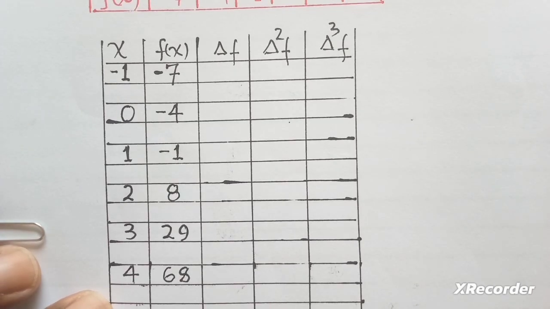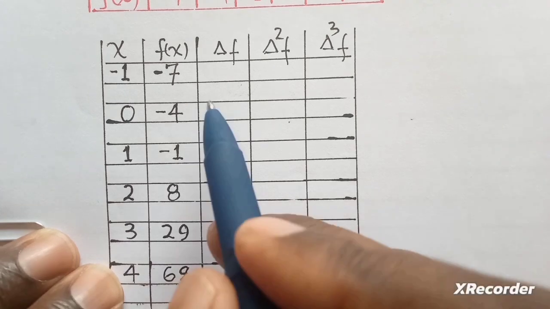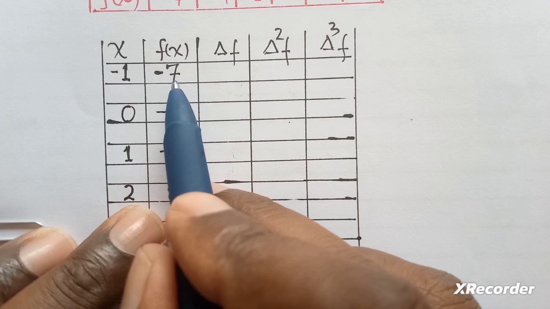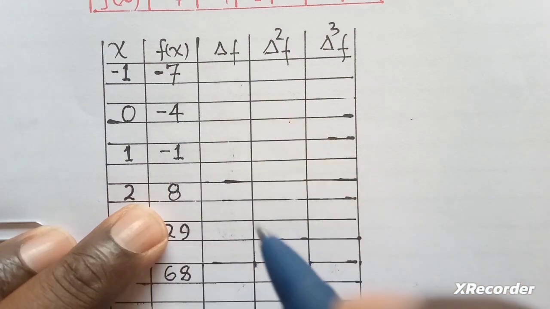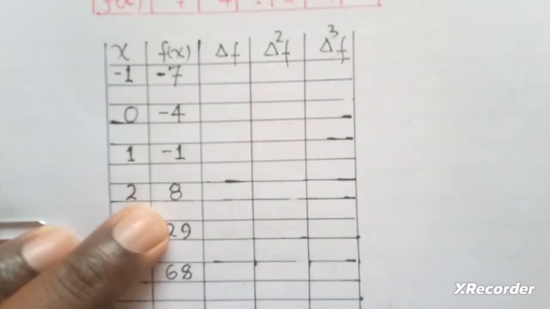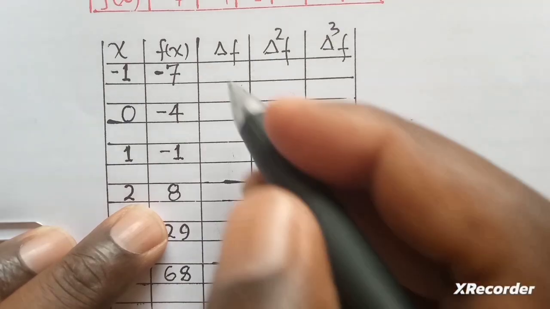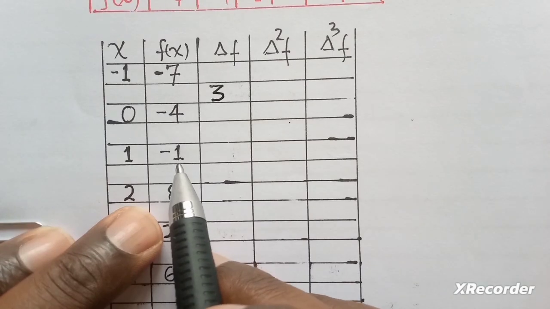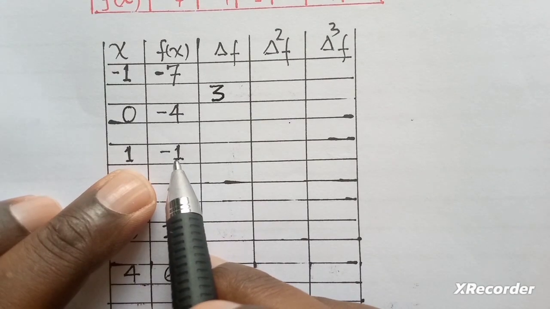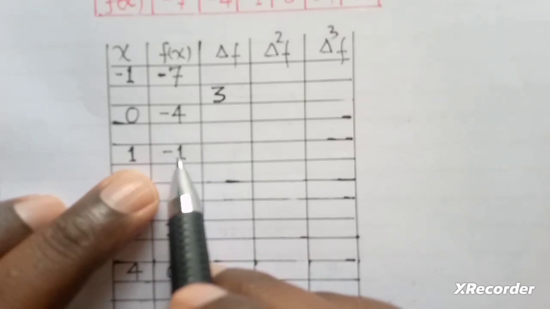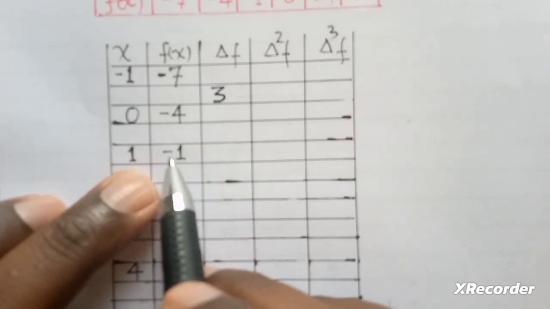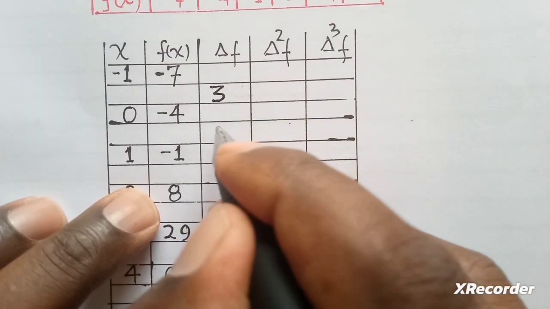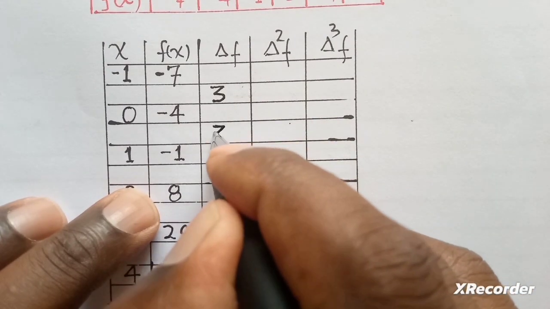So guys, we continue. For this entry, we shall say minus 4 minus 7. That is minus 4 plus 7. This one now we are going to have 3. Then we come to this point, minus 1, that is for the first difference. The second row now has negative 1 minus 4, so that is minus 1 plus 4. That is also 3, like that.